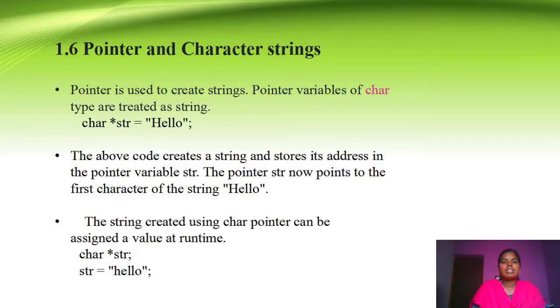For example, if I declare char *str = "hello", here hello is the string that is stored in the string name str. The above code creates the string and it stores its address in the pointer variable str. The string created using the char pointer can be assigned a value at runtime. Here char *str is a string name and str = "hello". Here hello is assigned to the string str.